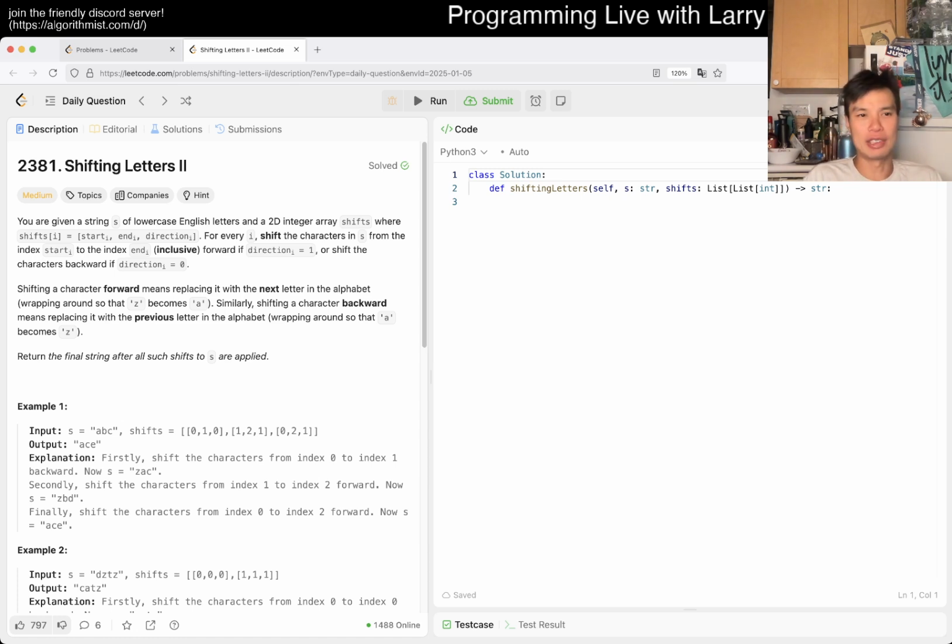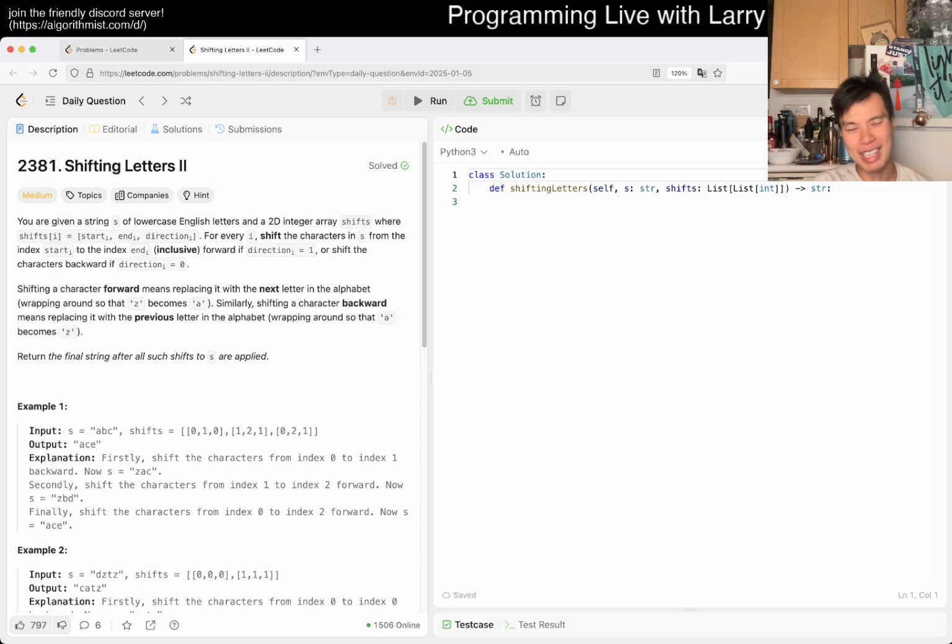But yeah, all right. Let's do Shifting Letters 2. You have a string s and shifts with start, end and direction for every i. Shift the characters from start to end. What does that mean? 0 to 1. Oh, wait. Shift the characters from 0 to... Oh, this is a range. Okay, I see.